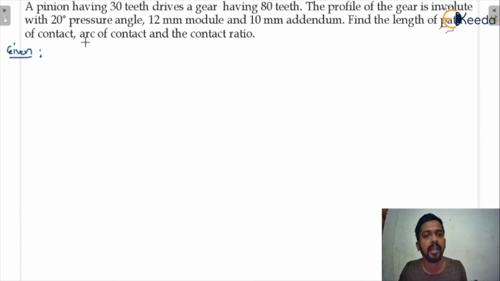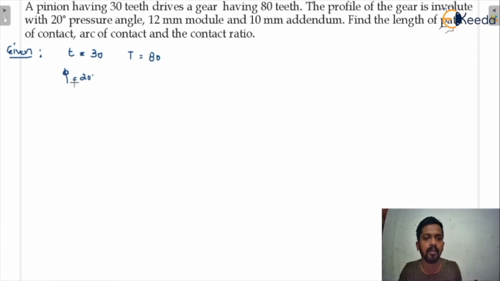Okay, now here the pinion means small gear. When we read about gears, we define that the bigger gear is considered the gear and the smaller gear is the pinion. So of course the pinion has 30 teeth, fewer than the teeth of the gear. That is the basic understanding. So I am denoting the teeth of the pinion as small t, that is 30, and the teeth of the bigger gear is 80. Now the profile of the gear is involute with a 20-degree pressure angle. So phi is equal to 20 degrees is given in the question.